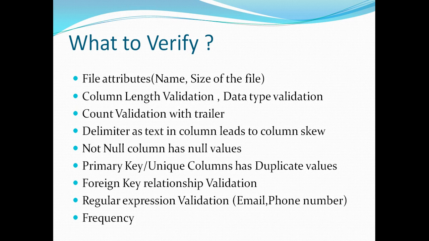Those kind of things I need to validate, or I need to go ahead and ask my source team, or I need to go ahead and ask my architect before designing my system. So let's go ahead and understand all these things in detail. Let's start with the name attribute. For example, my source team said that they are going to send us a file named sales.txt.